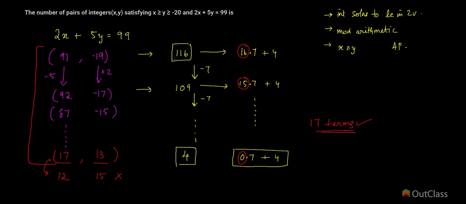So here, if you wanted, you could have said 116 minus 4 by 7 plus 1. Last term minus first term by common difference plus 1. You would have gotten the same 17 terms.